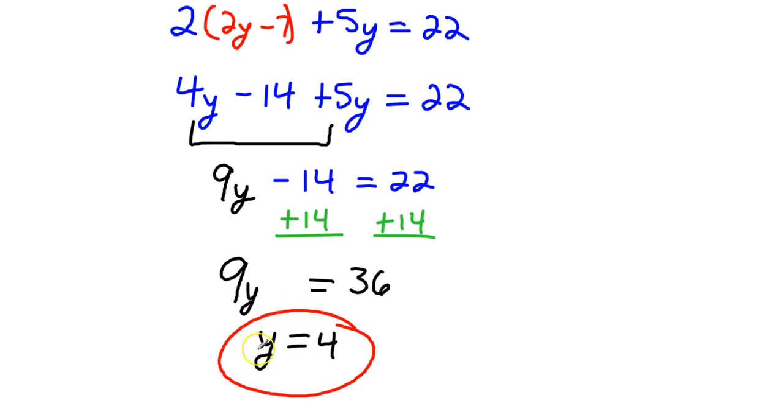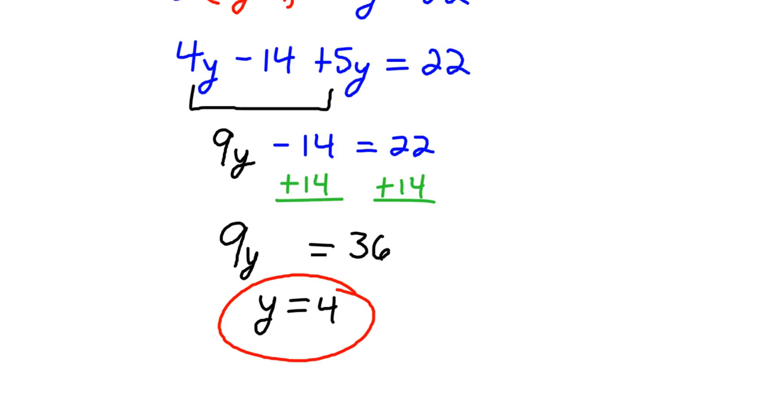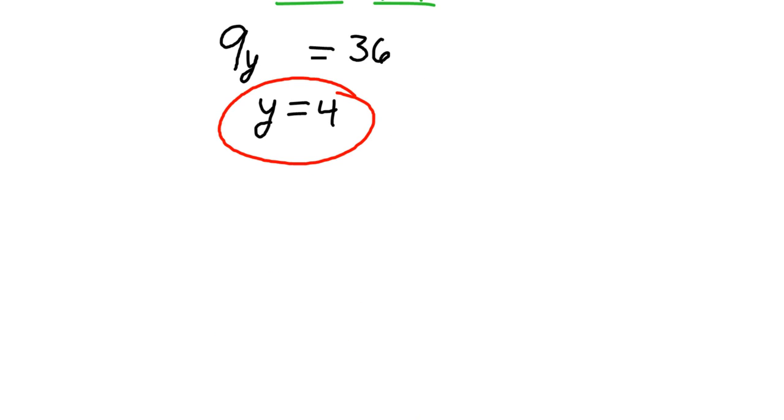So once you've got this y value, you also need the x value to go with it. That's the ordered pair. So then you pick any equation that you want to plug it back in. But if you pick the first equation that we used to plug into, it was x equals 2y minus 7.